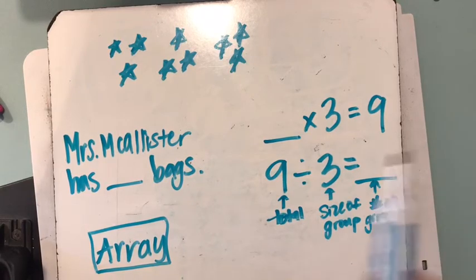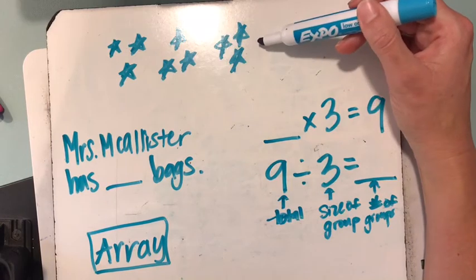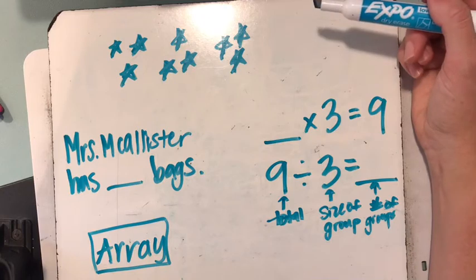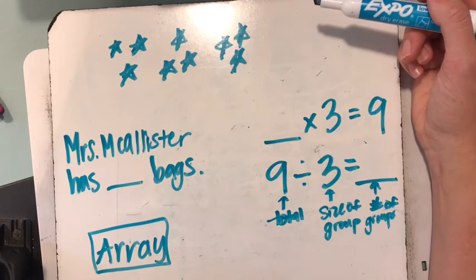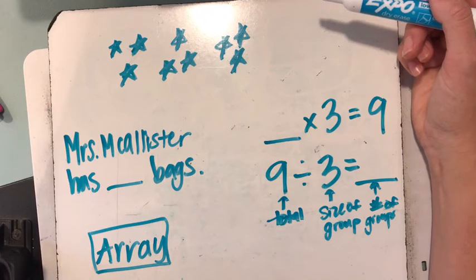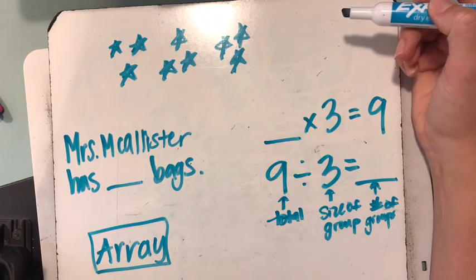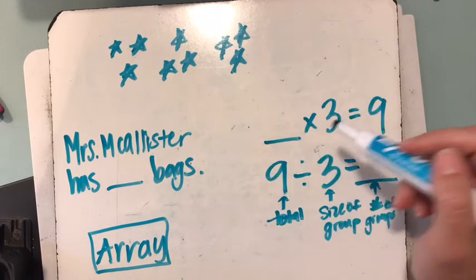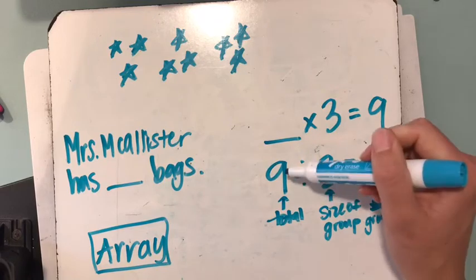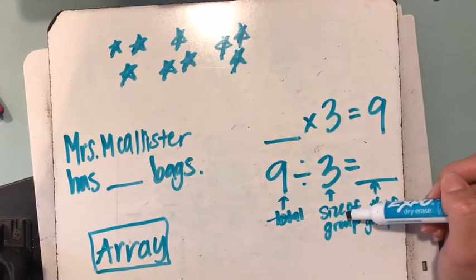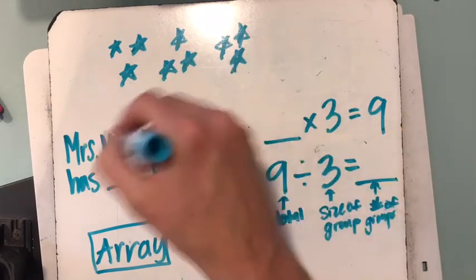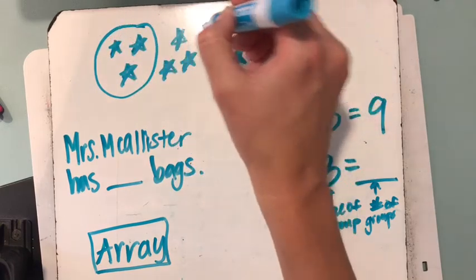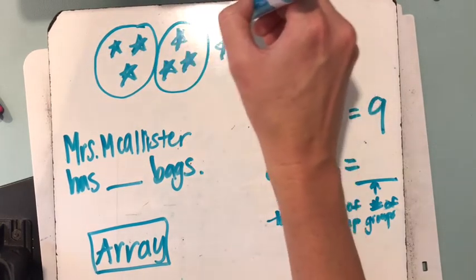Okay, so for this problem, I know that I have 9 stars, and I need to put 3 stars into some bags, some Ziploc bags. I need to figure out how many bags I need. So what do I know? I know that I have a total of 9, and I know that the size of my groups is 3, so I can start circling my stars, right? I can circle this one, and this one, and this one.